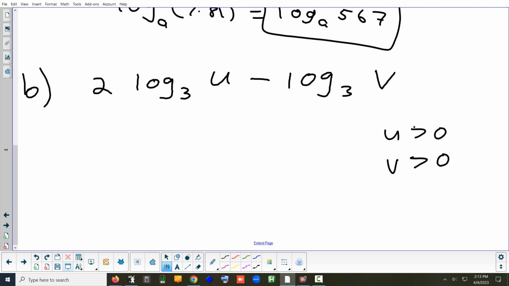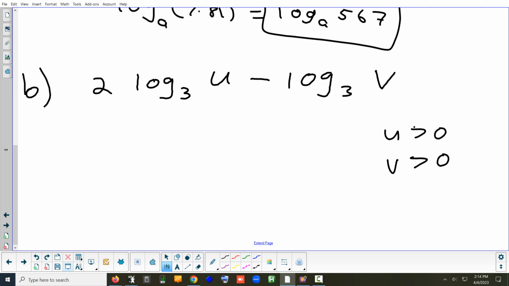Off to the side, that's just saying that u and v are positive numbers, because we talked about if you plug a negative in, you're going to get an imaginary answer. So this doesn't really have any effect on how we do the problem. It's just telling you that the u and the v are positive numbers. That's all. No negatives. But sometimes people look at that and they just get confused.